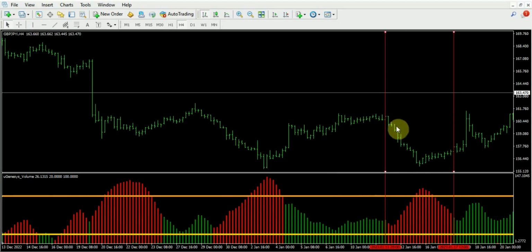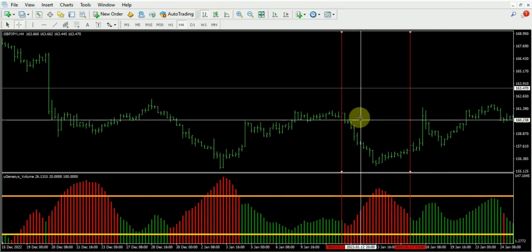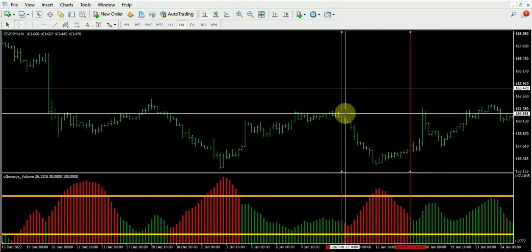Alright, so now I'm just going to get our crosshairs tool, and we're going to start from this candle here at the beginning of our downtrend and go down here to this candle at the end of the downtrend. Okay, wow, and we can see that's a movement of 407.5 pips in this case.